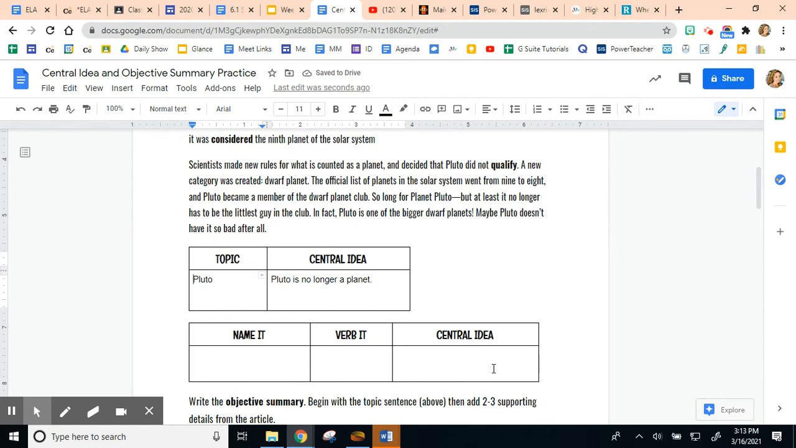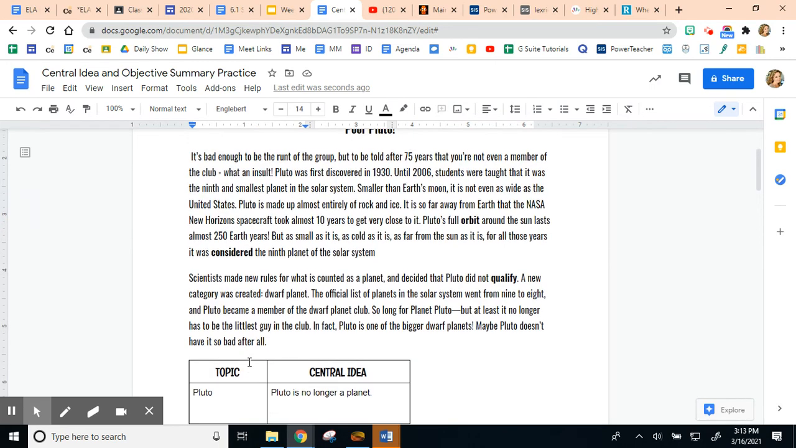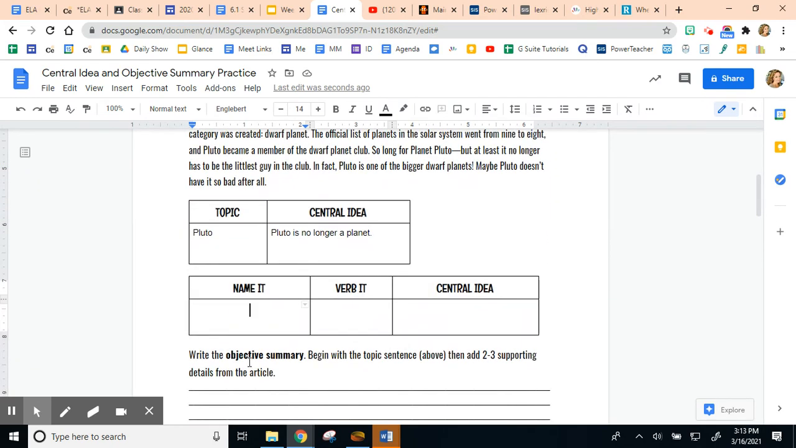And then we move down to writing our objective summary, and we have to have a topic sentence, and that's what the second chart helps us with. We name the article, we choose a verb, and then we include the central idea that we just came up with. So the name of this article is "Poor Pluto." Put quotes around it because it's the name of an article. And we have to pick a verb. If you look on my anchor chart on the whiteboard, there's a list of 9 verbs. I'm just going to say explains for this one.